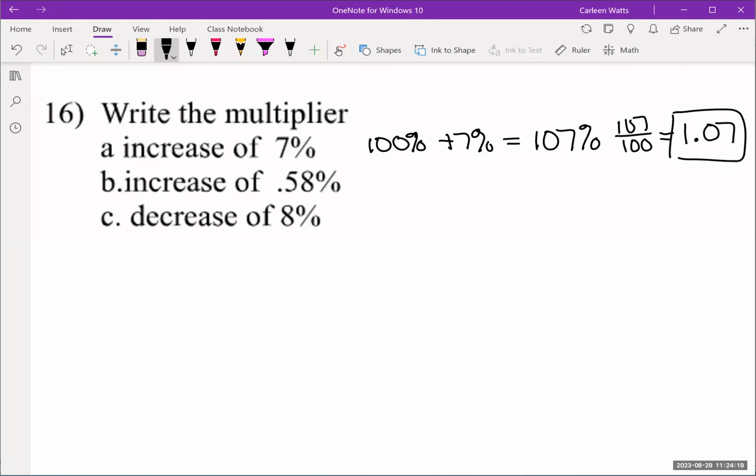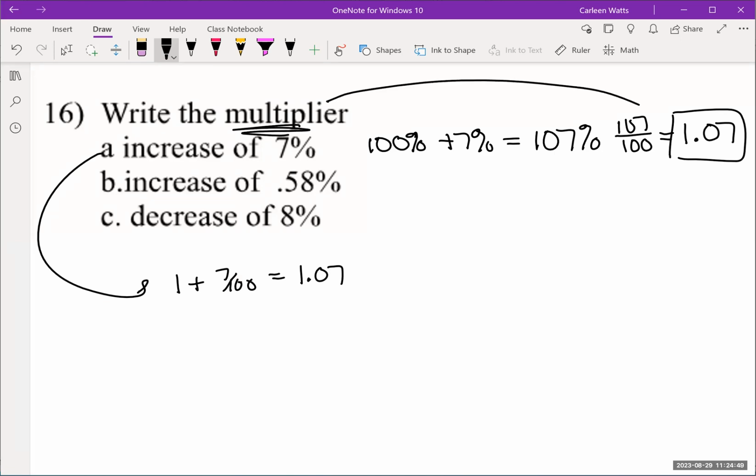Now, do you have to show all these steps? No. Okay, we just did it. Now, there's another way to do it. Increase of 7% is 1 plus 7 over 100, like you suggested, which is 1.07. So you're going to do the multipliers in your head. So the multiplier is the decimal, not the percent.